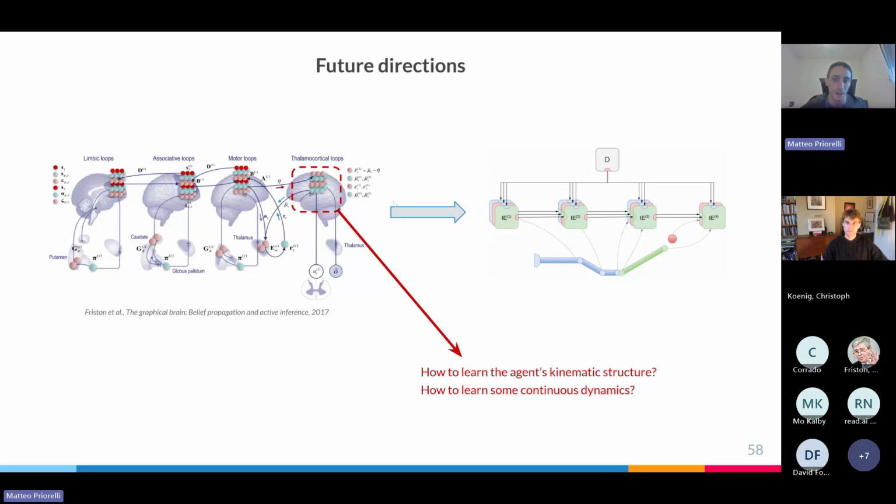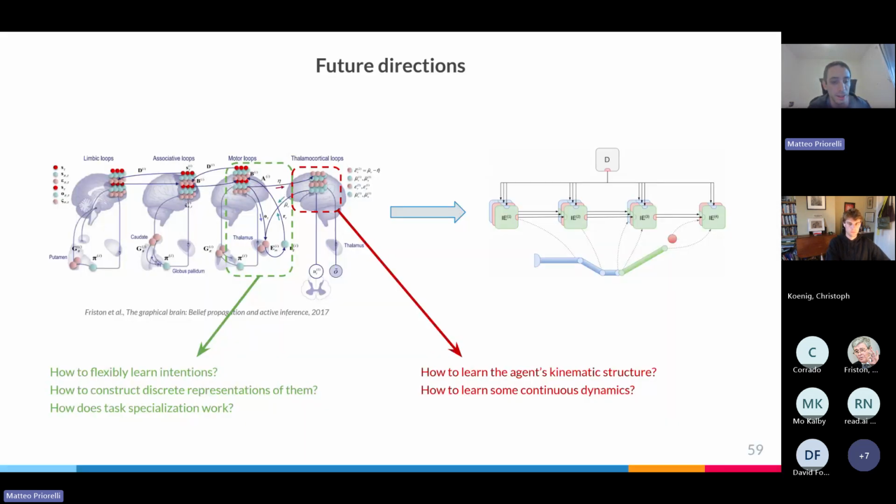There are a few other very interesting questions regarding the interface between the continuous and discrete models. These questions are about how the agent can flexibly use and learn these intentions. So how it can assign different intentions to different objects, considering the object affordances as I showed you in these examples, and how the agent can construct discrete representations of these intentions. So in general, how does the process of task specialization work.